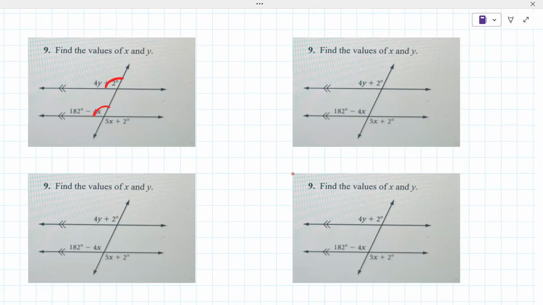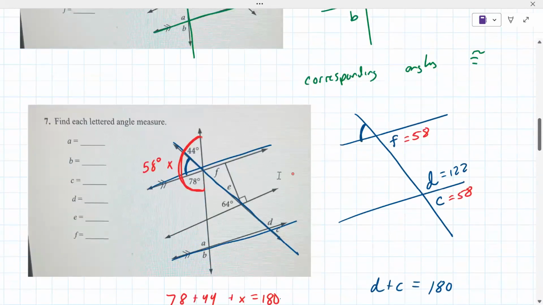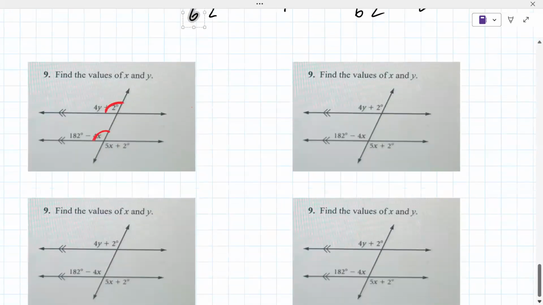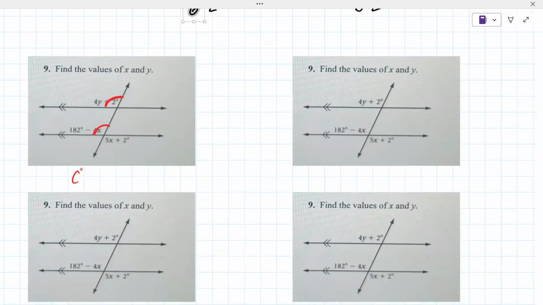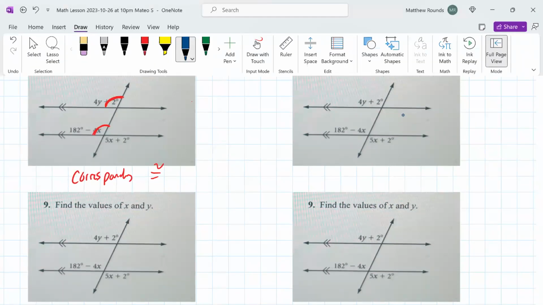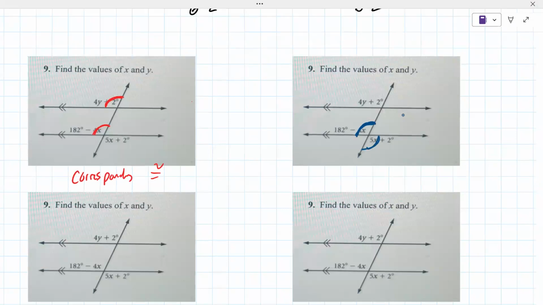Same side. That's not same side interior. Wait, corresponding. Yeah, corresponding angles, which means they are congruent. The other thing that I think a lot of students would see is this blue and this blue down here. What type of angles are those?